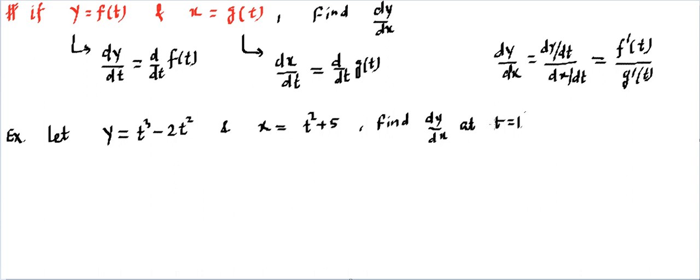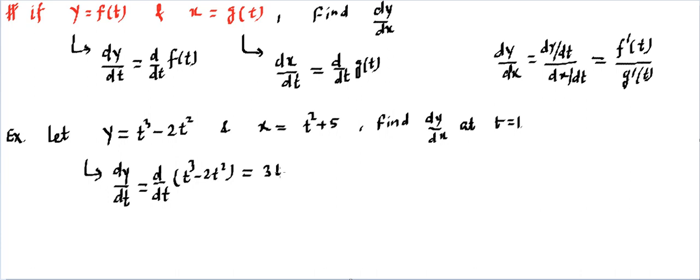Now in order to find dy upon dx, we need to first calculate this. We will differentiate this both sides. So this will be differentiated as dy upon dt, and this is going to be d upon dt on this y, which is t cube minus 2t square. After using the rules that we have learned, this can be written as 3t square minus 4t. I'm writing directly. So this becomes 3t square, this becomes 2t, so that becomes 2 into 2, 4t, right?